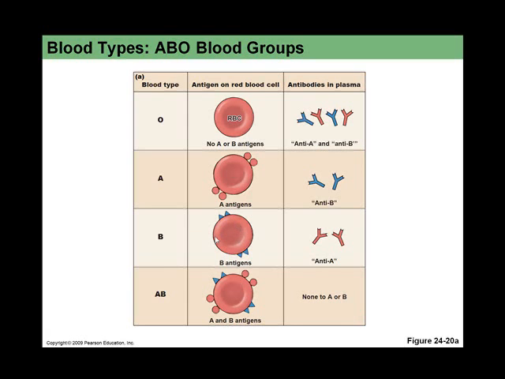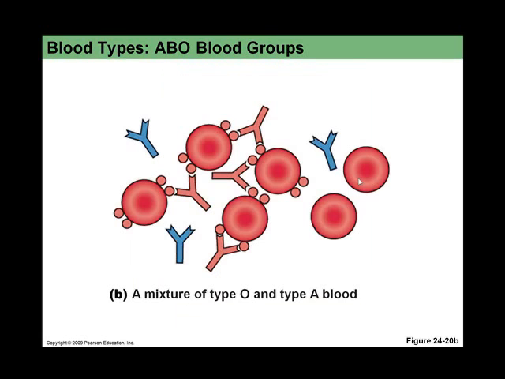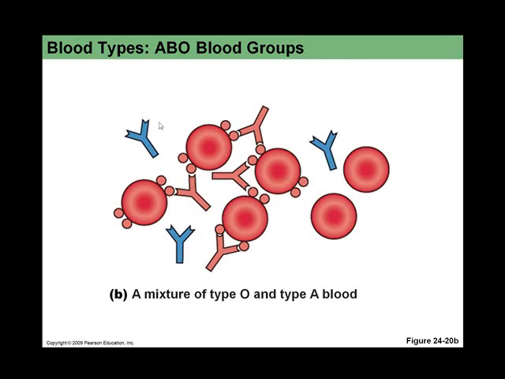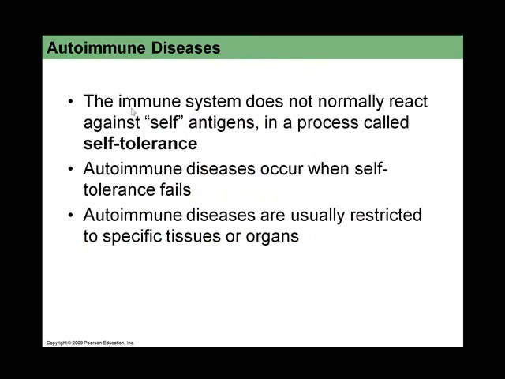So if you give type B blood to a type A person, the anti-B antibody is there, and it's going to bind. A mixture of type O and blood type A is shown here, where you have both the anti-A and the anti-B antibodies in somebody with blood type O, and you have given them type A. The anti-A antibodies in the plasma are going to bind to the donor red blood cells that were transfused. And this leads to clumping and hemolysis and a lot of problems.